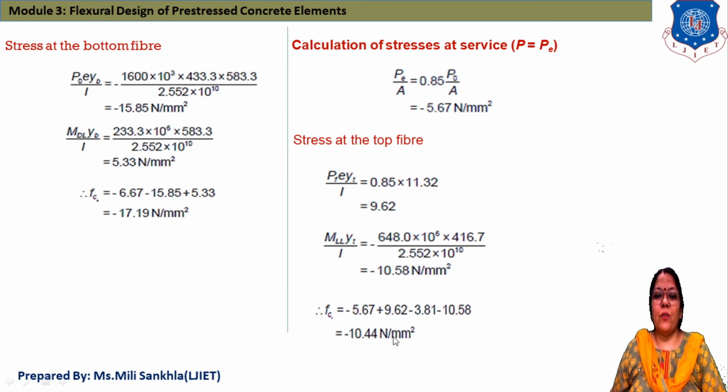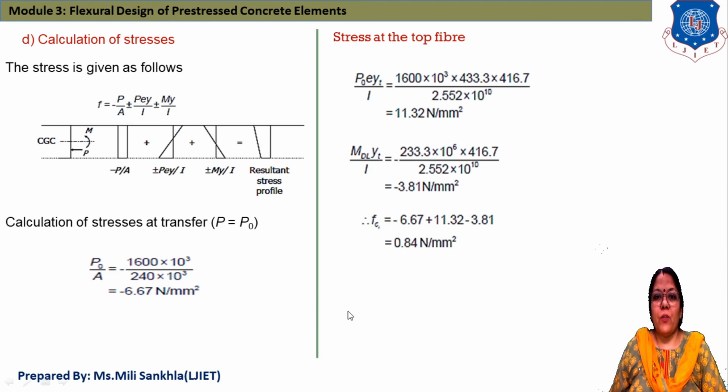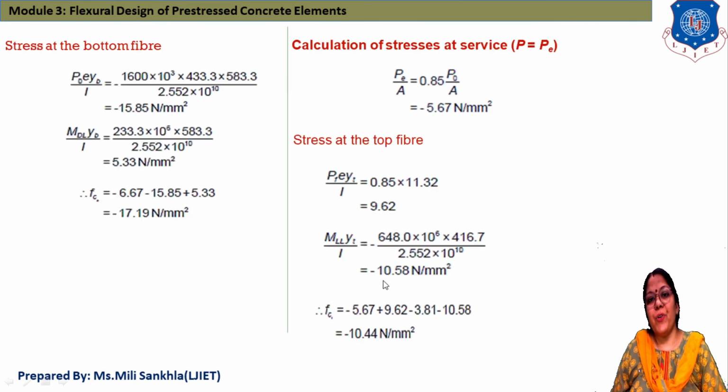One by one, the answer is equal to minus 10.44. This is the stress of the top fiber, and this one is the stress of the bottom fiber. Here we take MDL, that is minus 3.81, the moment due to dead load we already found, simply taken in the calculation here. Also at service we add the live load moment.